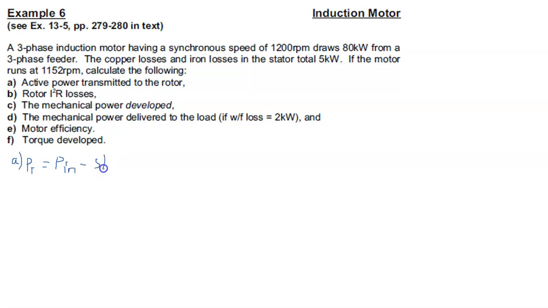Subtract the stator losses. Very often the stator losses will be supplied to you as two different values, because there's a copper loss in the stator and an iron loss. Here, you've just been given that the copper and iron loss in the stator total 5 kilowatts, so you just got the total for that. So PR is equal to our electrical power drawn from the feeder, or P in, at 80 kilowatts, subtract the stator loss of 5 kilowatts, and so PR is equal to 75 kilowatts.